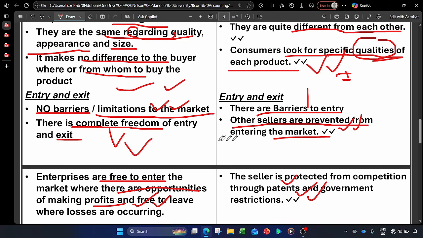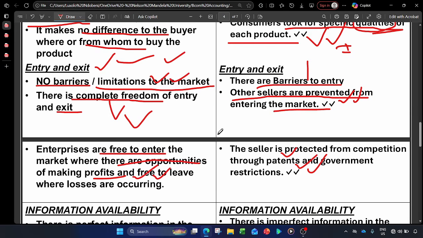So I think you know now the most important thing to know here: in a perfect market there are no barriers to entry, so there's total freedom of entry and exit. But now when it comes to imperfect markets, there are barriers to entry like government restrictions and patents. So other sellers that want to join the market are prevented from entering. As you can see with the monopoly, there is only one seller of a product that is dominant, that is big in the market.